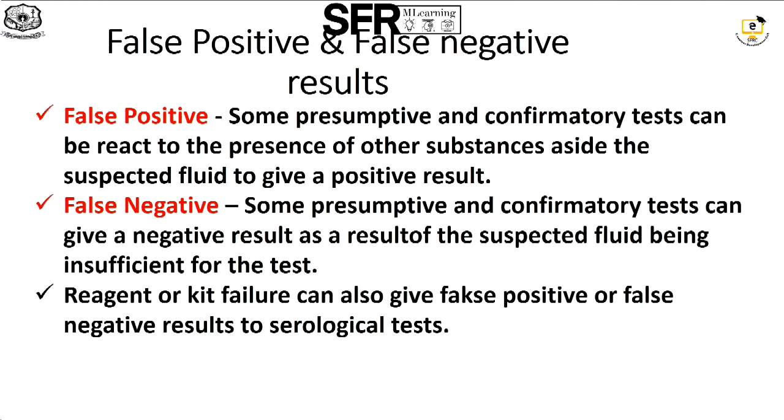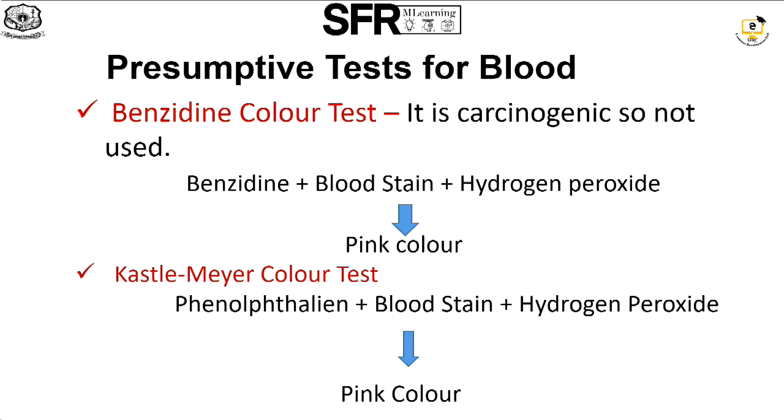Next, false positive or false negative in results from presumptive test. False positive. Some presumptive and confirmatory testers can react to the presence of other substances aside from the suspected fluids to give a positive result. False negative. Some presumptive and confirmative testers can give a negative result as a result of the suspected fluid being insufficient for the test. In this, false negative and positive results can vary from reagents or kit failure.